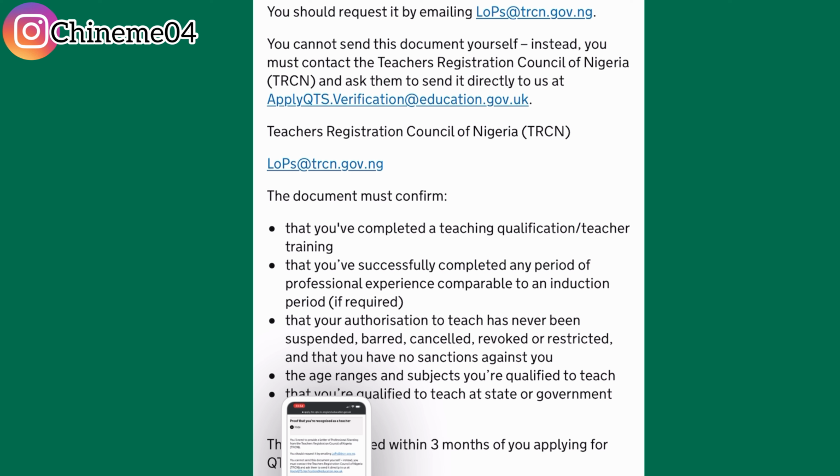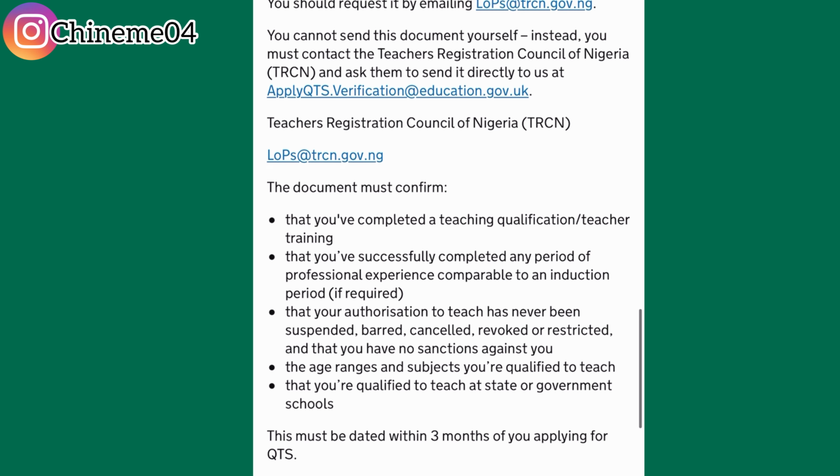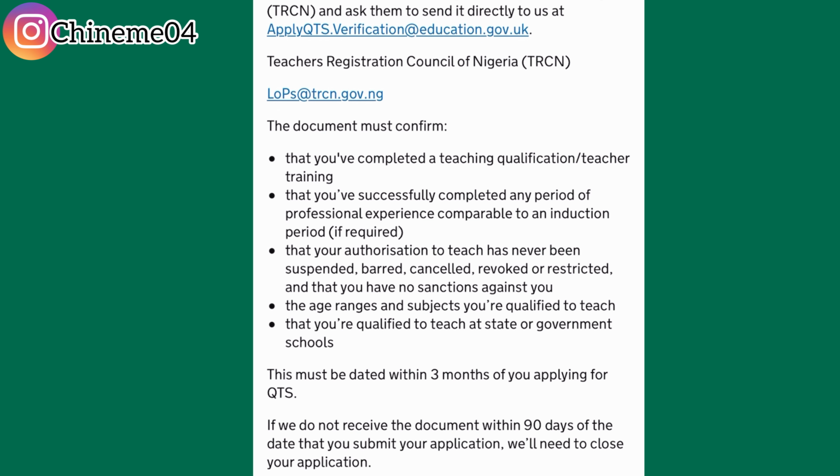And in that letter or in that document that TRCN will send to them, they will need to confirm that you've completed a teaching qualification training, that you successfully completed any period of professional experience comparable to an induction period, that your authorization to teach has never been suspended, barred, cancelled, or revoked. They will also confirm the age ranges and subjects you are qualified to teach, and that you are qualified to teach at state or government schools. They will confirm all of this before sending that letter off to them.